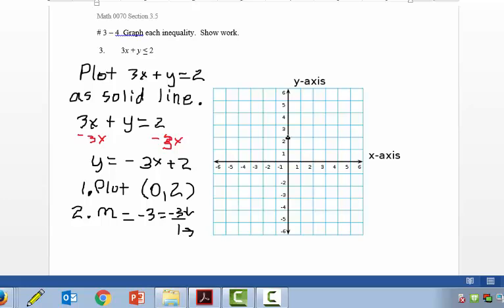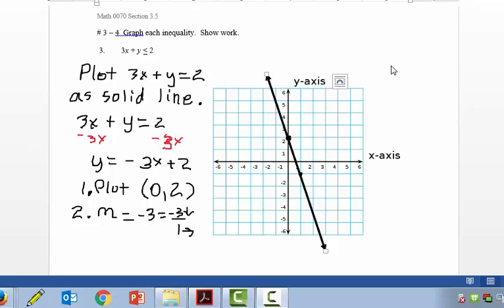So I'm going to plot the point 0, 2, and from that point I'm going to move 1, 2, 3 units down and 1 unit right. And that gives me a second point on the line. Okay, so there's my line, my solid line.